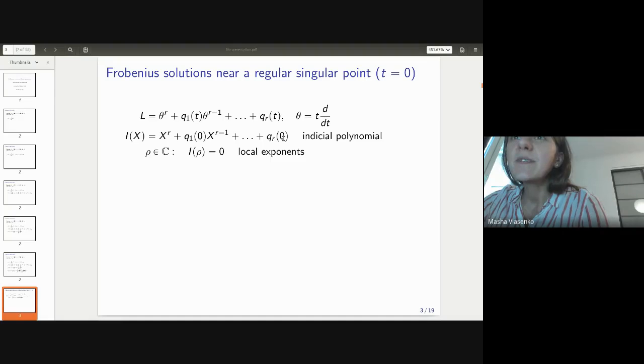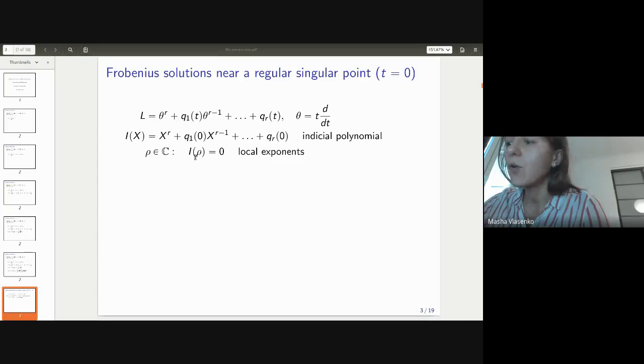It means substitute t equals 0 in the equation, and it will be a polynomial in theta, but now we change it for a formal variable x. This is called the indicial polynomial at t equals 0. And if we want to do another point, we should use some t minus alpha here for the point alpha and evaluate at the point alpha to get the indicial polynomial at alpha. Okay? Roots of this indicial polynomial are called local exponents.